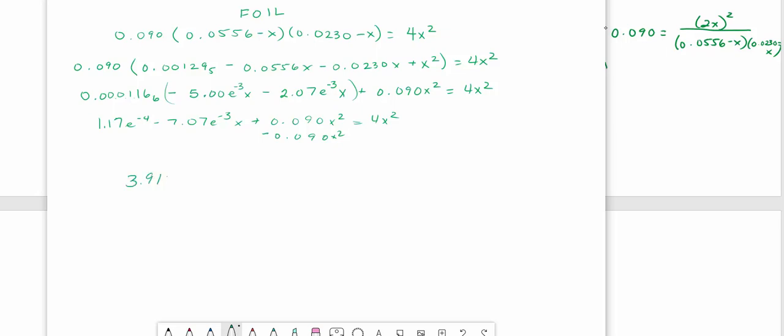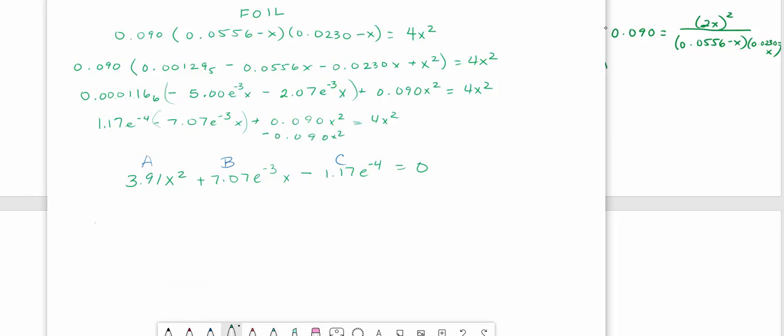and get 3.91x squared. Then I'm going to add this 0.707 times 10 to the negative third to both sides. Then I'm going to subtract 1.17 times 10 to the negative fourth from both sides so that all of this equals 0. This is my A term, this is my B term, and this is my C term.